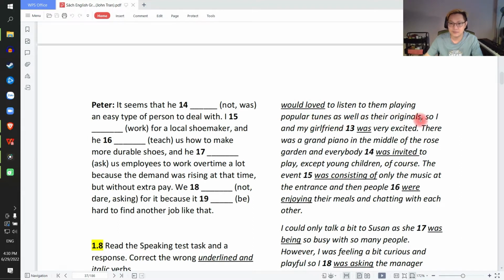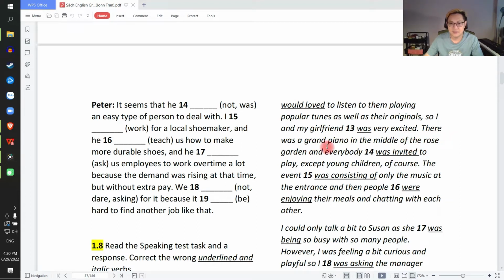Popular tunes as well as their originals. So I and my girlfriend, number 13, were very excited. So I and my girlfriend is two persons, right? So plural. Tôi và bạn gái tôi là số nhiều rồi, thì là were very excited mới đúng.